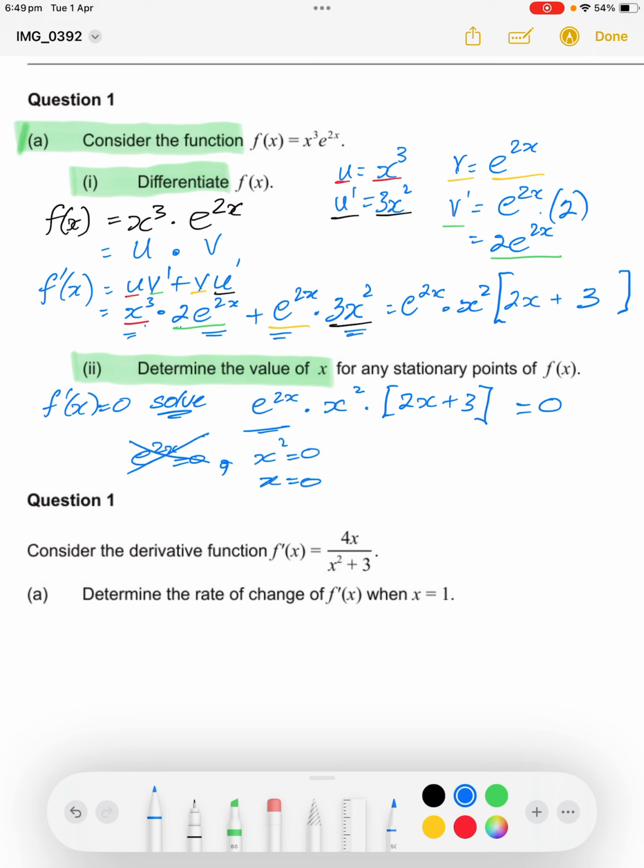There are 2 values of x, and it's when x equals 0, or x could equal negative 3 over 2. There are 2 places where that graph has a stationary point.